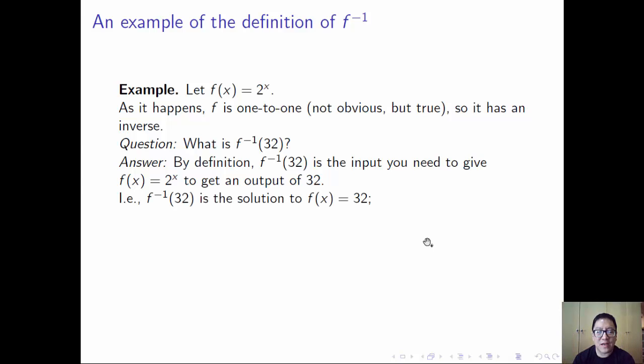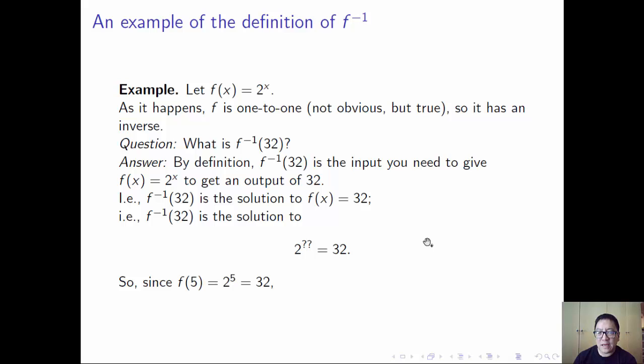Okay, in other words, f inverse of 32 is the solution to f of x equals 32, or in other words, f inverse of 32 is the solution to 2 to the blank is equal to 32. And again, see if you can pause the video now and think about what should go in there to make that equation work.